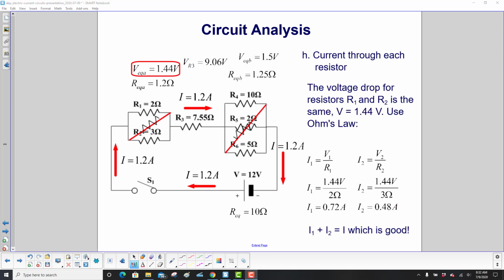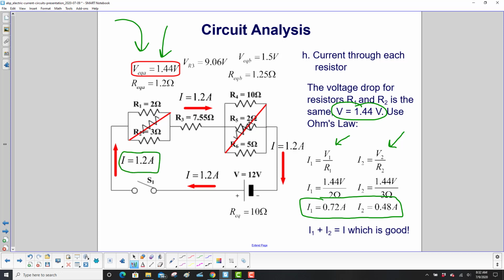Now we need to find the currents through each resistor. So let's start over here with R1 and R2. Good place to start. The voltage drop for each resistor is 1.44 volts, right? We found that right here. We want to find the current through each resistor, so it's just I1 is V1 over R1, and I2 would be V2 over R2. We put in the numbers, calculate it. We find I1 is 0.72 and I2 is 0.48. You add them together and you get 1.2 amps, which is I. So that's very good. So that checks out.